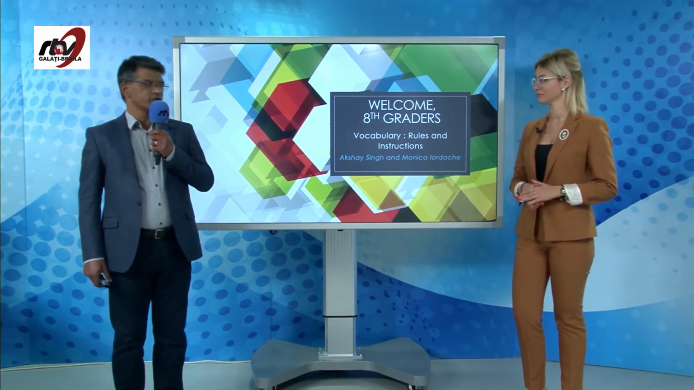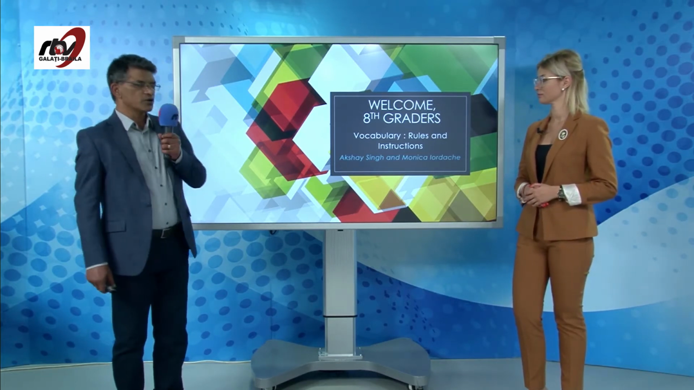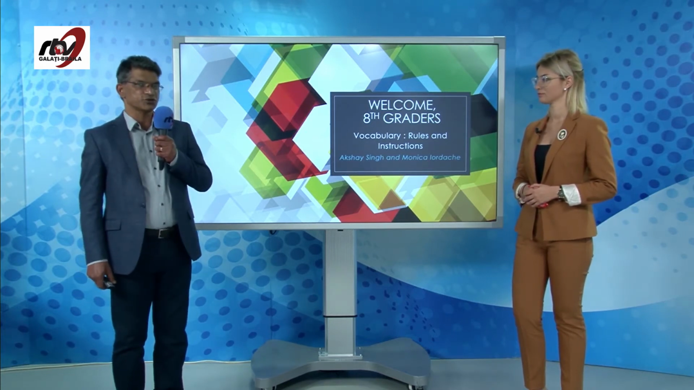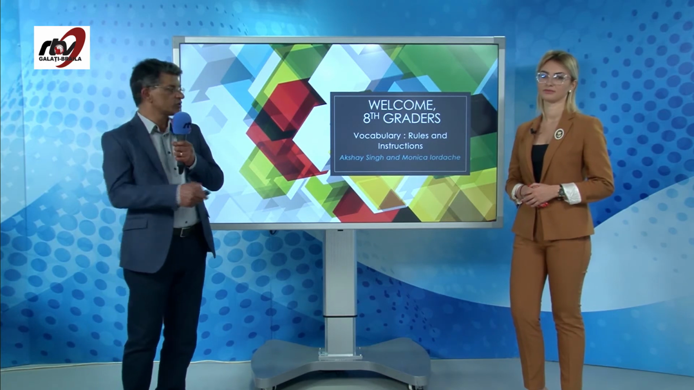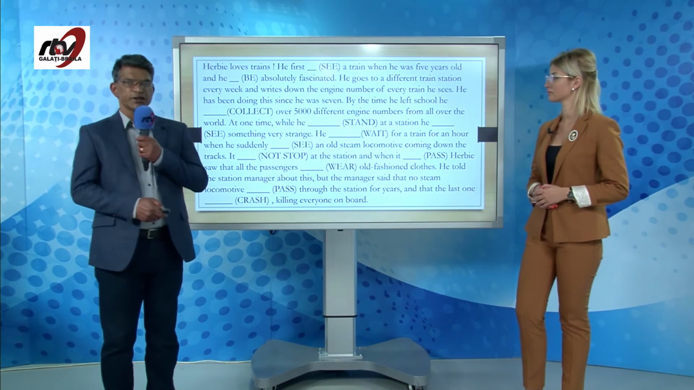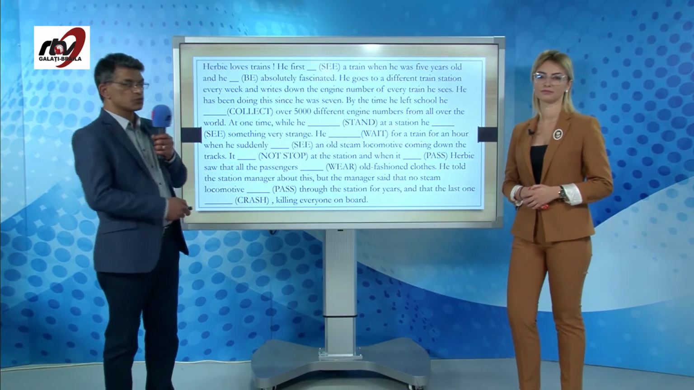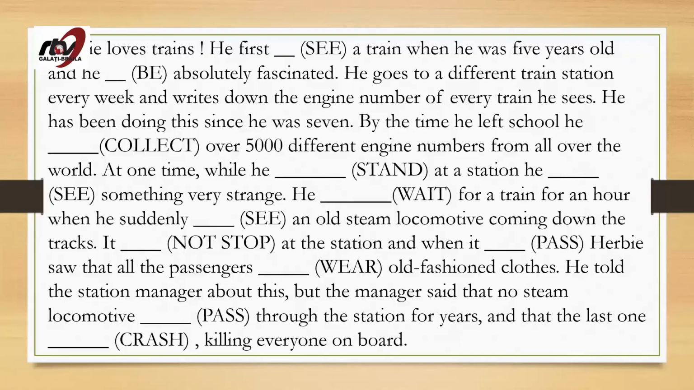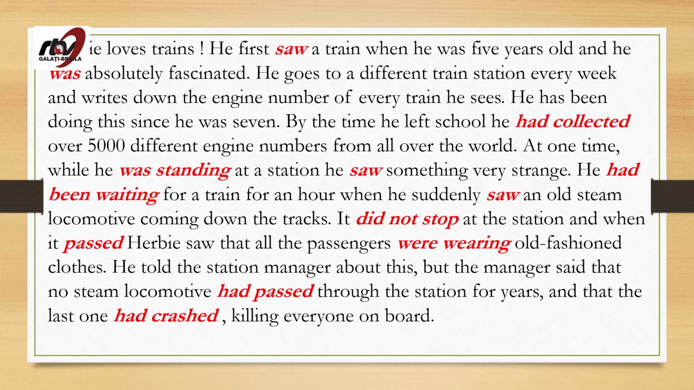And today we are going to do a very simple topic actually. We are going to find out the vocabulary for rules and instructions. So let's move on. But remember, before we start with that, let's check some of the homework. This was the homework given last time for the past tenses. If you remember, the past simple, the past continuous, the past perfect, and the past perfect continuous. So let's see how we can change this.